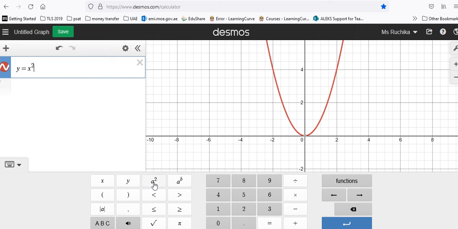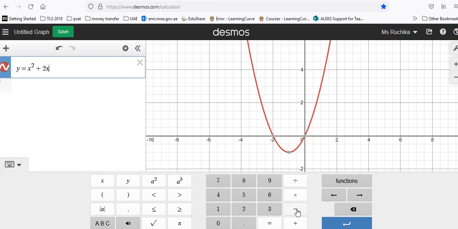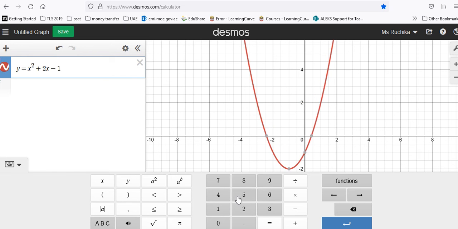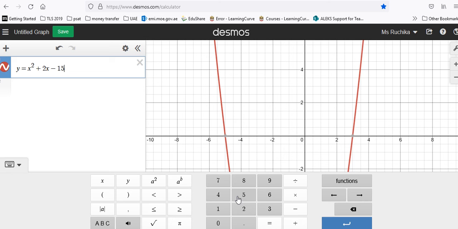So I hope you can see how quickly when you are typing for each term you are able to see how the graph is changing. So let's type the next terms. This is a u-shaped parabola. So I'm taking the same equation to x and then minus 15. So all the terms I have here.